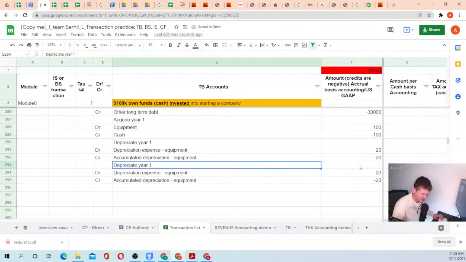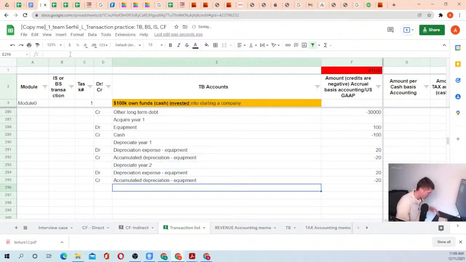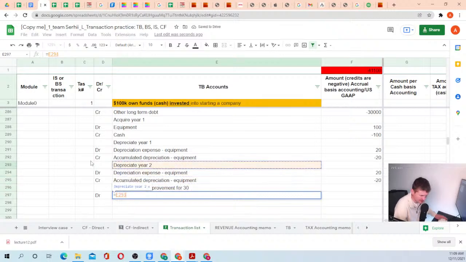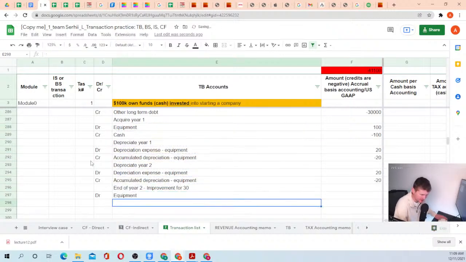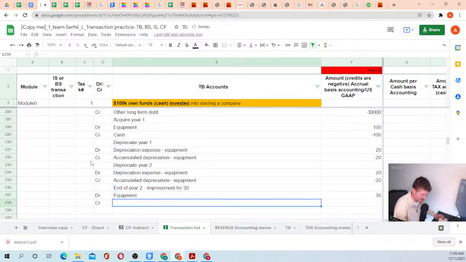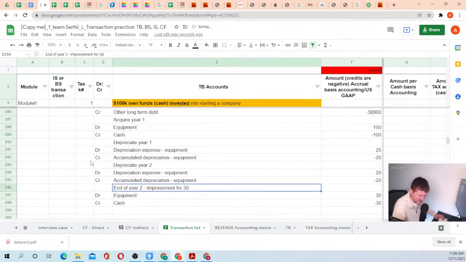Okay. Depreciate year 2. End of year 2. Improvement for 30. We capitalize it. We capitalize it to the same account. It's here. 30. And we credit cash. We paid for it with cash. Credit cash.